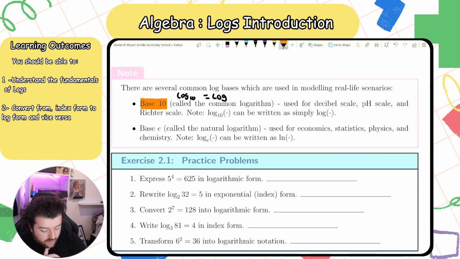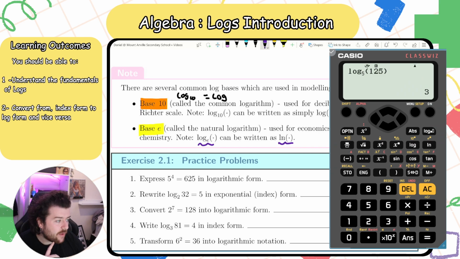We also have log base e. e is Euler's number. It's an irrational number similar to pi. It's very good at modeling growth, economics, statistics, physics, chemistry, etc. If we're writing something as log base e, we write that as ln. And ln is something we have on our calculator right here.